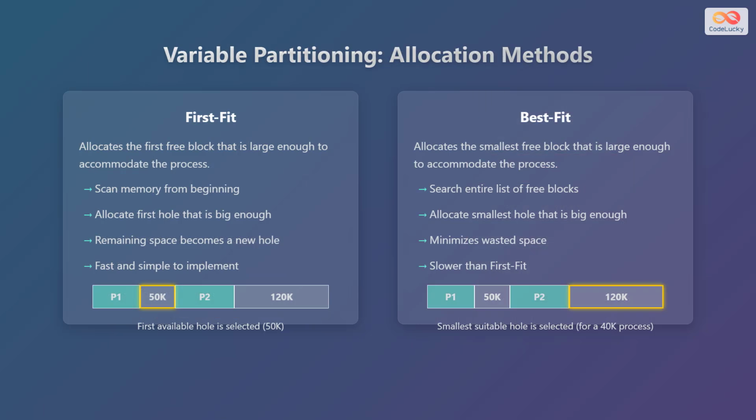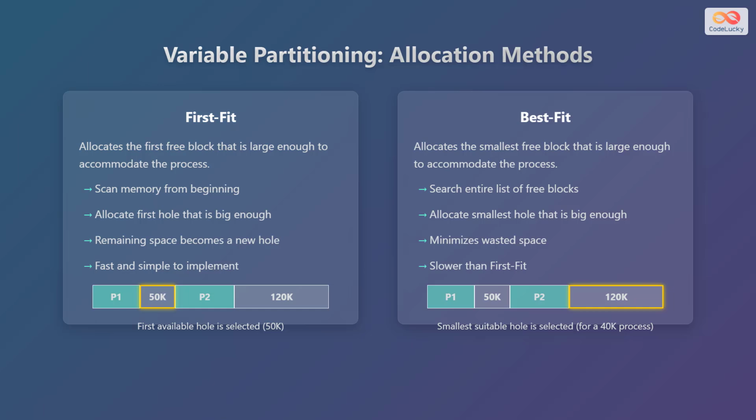Now, let's discuss the allocation methods used in variable partitioning. First, we have the first fit method, which allocates the first free block that is large enough to accommodate the process. This involves scanning the memory from the beginning and allocating the first available block that fits. The remaining space in the block, if any, becomes a new free block, which we call a hole. The first fit method is fast and simple to implement.